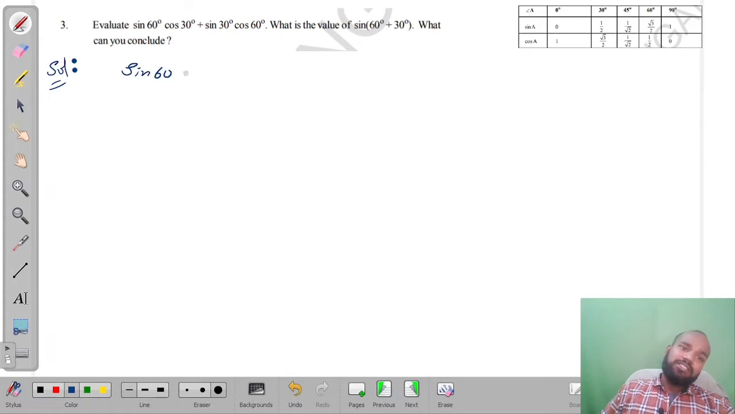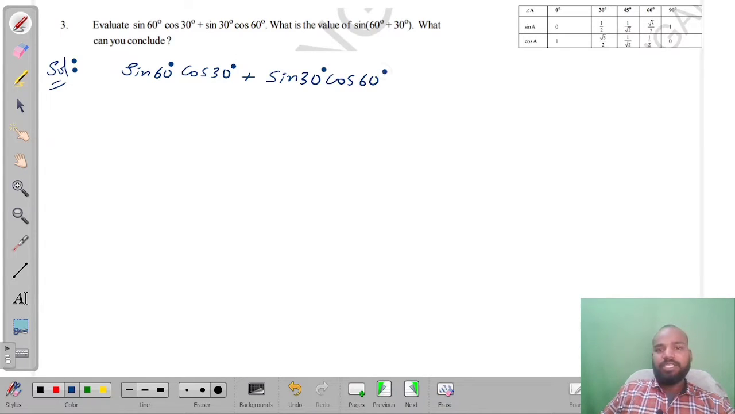Sine 60 cos 30 plus sine 30 cos 60. So these are the degrees. So what is the value of sine 60 degrees? Sine 60 degrees equals root 3 by 2. Root 3 by 2. Next, cos 30.